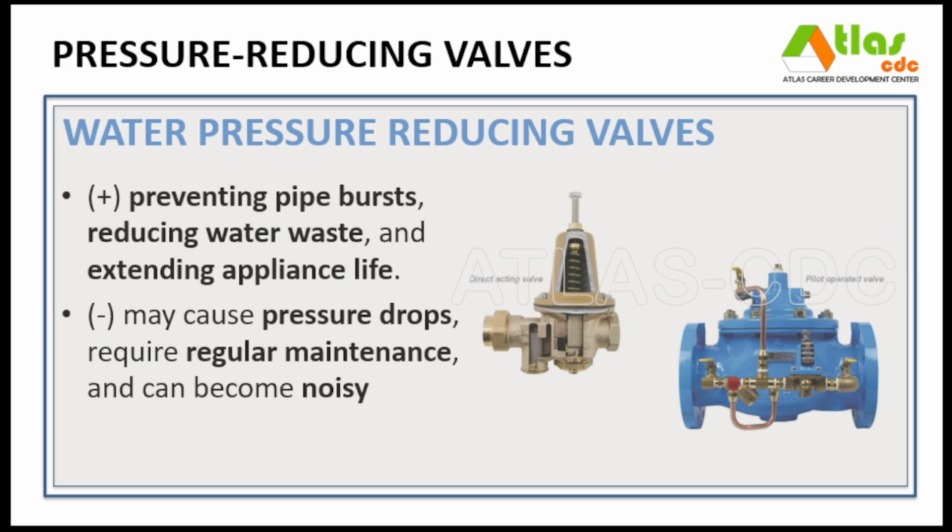Its advantages include preventing pipe bursts, reducing water waste, and extending appliance life. However, it may cause pressure drops, require regular maintenance, and can become noisy if debris clogs the seat. It is typically used in residential, commercial, and irrigation systems to ensure safe and efficient water delivery, differing from other valves by its focus on regulating pressure, not just flow.